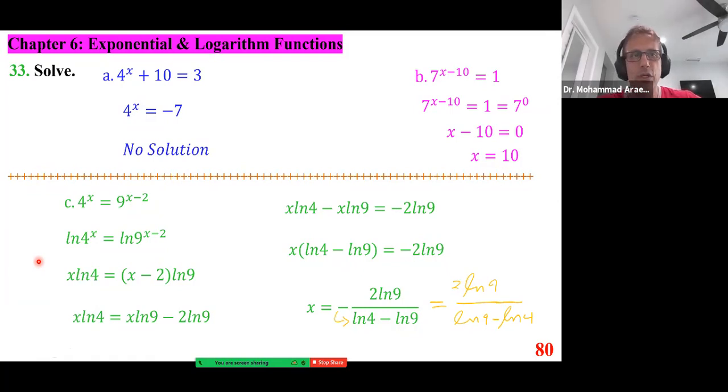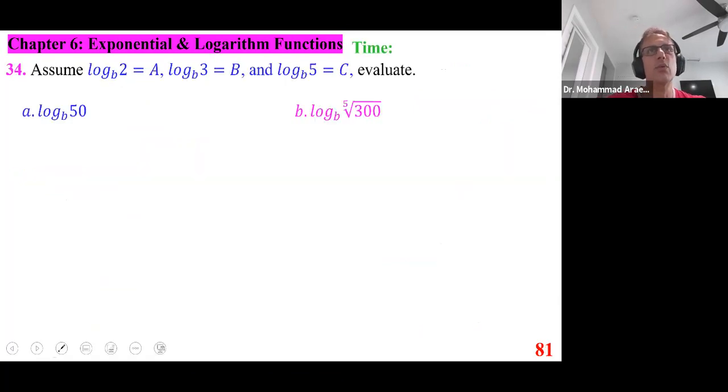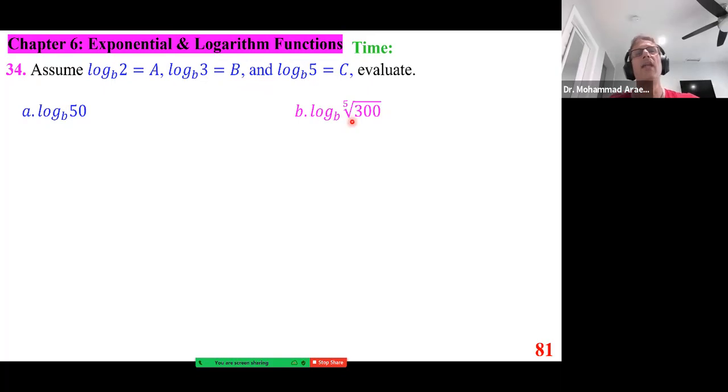I have a bonus question. Since we have time, I'm going to go over that. Here's what we have. I thought it's an interesting question. Assume log 2 with some base, we don't have a base, is A, log 3 with the same base is B, and log 5 is C. All of them have some base, which we don't know what it is. Can we evaluate those knowing the fact that log 2 is A, log 3 is B, log 5 is C?